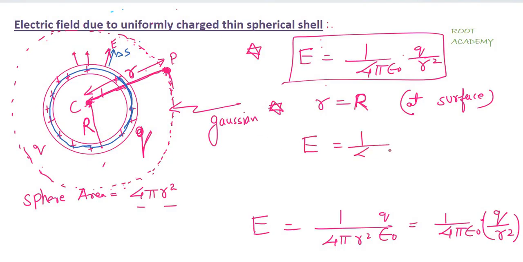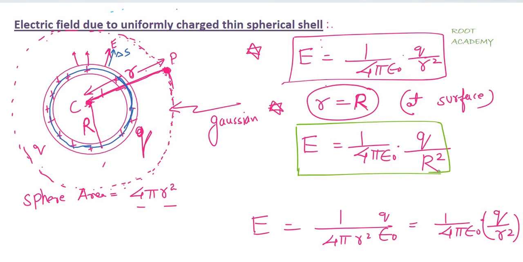E is equal to 1 upon 4 pi epsilon naught Q, and what is r here? r is nothing but capital R. So E is equal to 1 upon 4 pi epsilon naught Q by R square. Remember, this has to be capital R. Here it was a small r, here it is capital R.